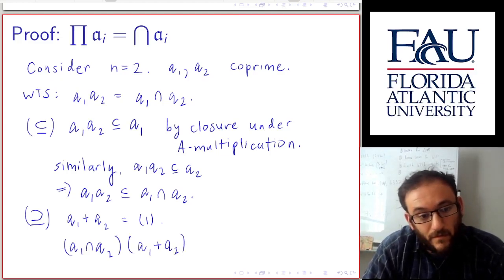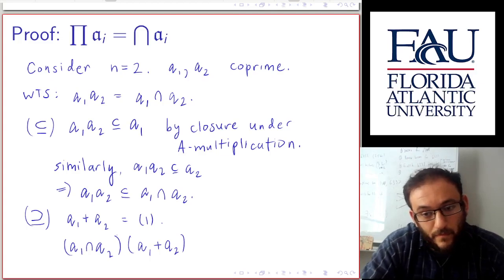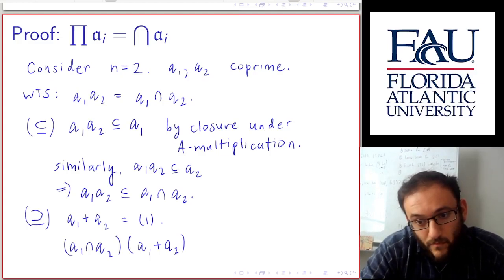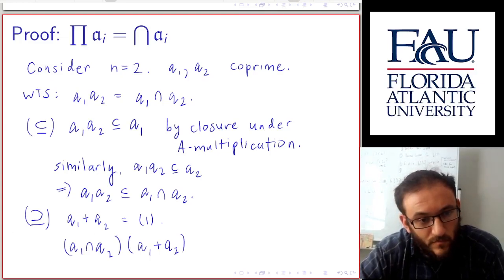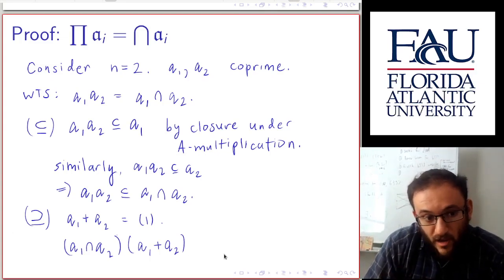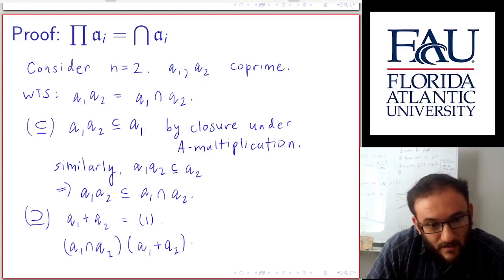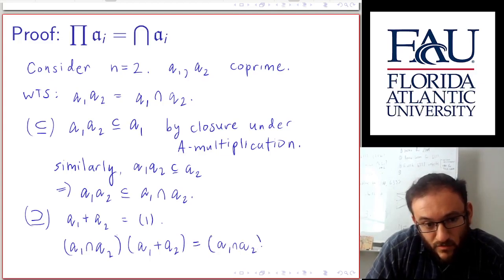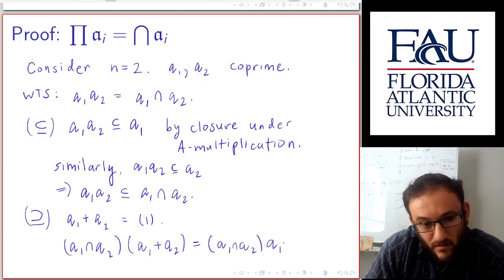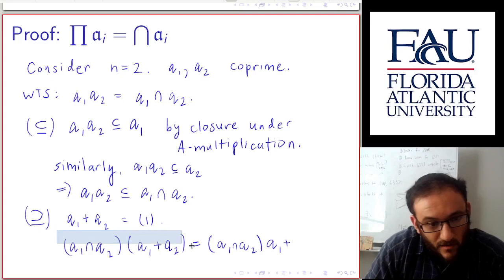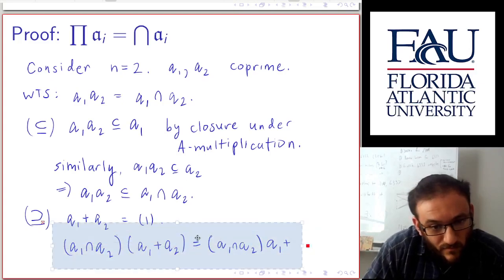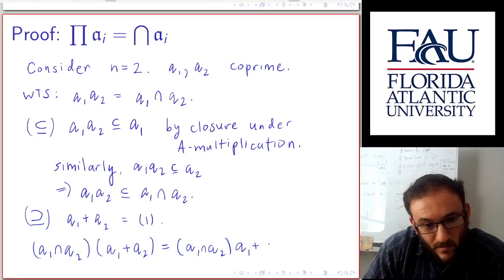Okay. So you can check that this product distributes. And so we're looking at a1 intersect a2 times a1, plus a1 intersect a2 times a2.